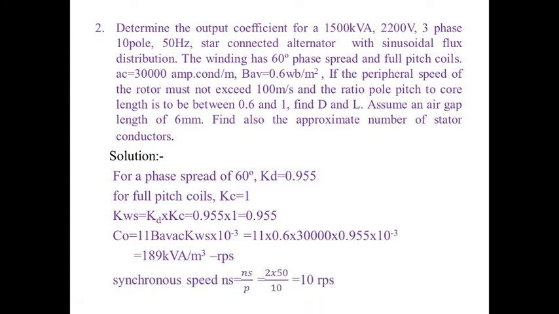So synchronous speed Ns is given by N into F by P, sorry, so here it is a mistake. It is 2 into F by P, that is 2 into 50 by 10. Correct. So it is 10 RPS, number of poles as 10. So the equation of synchronous speed is 2F by P.